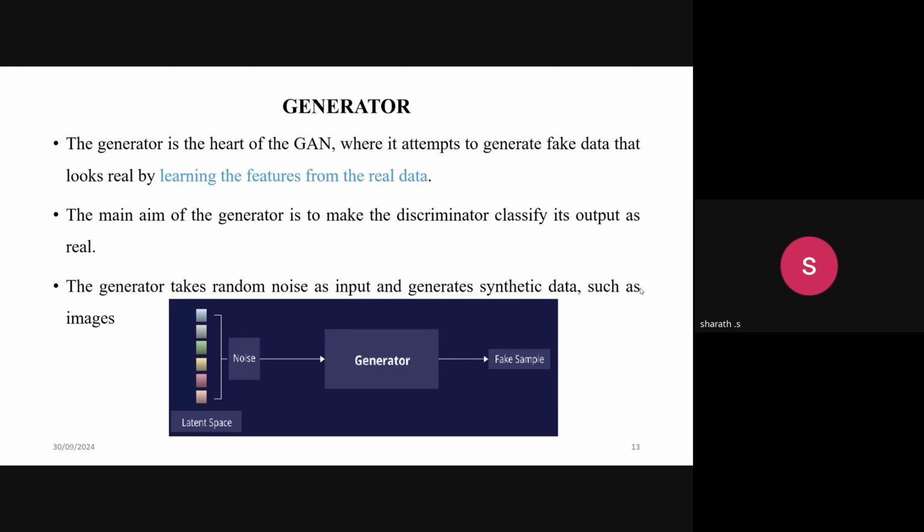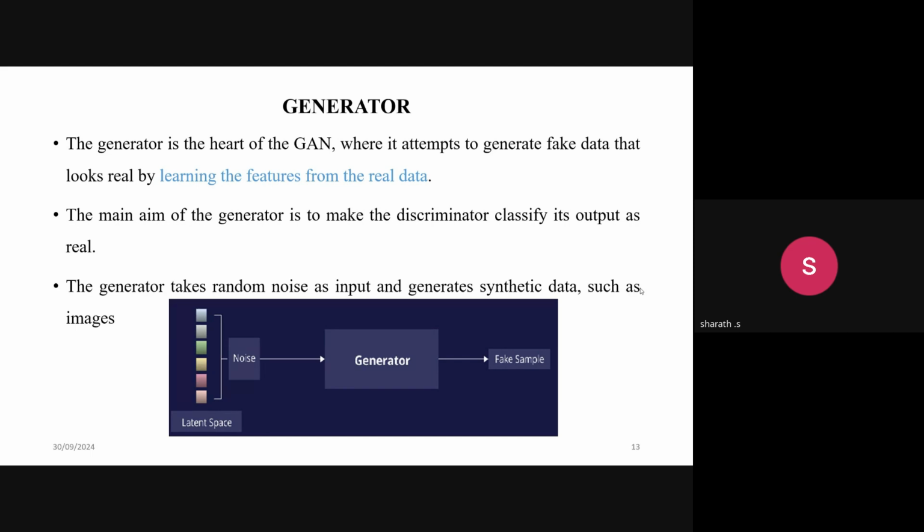So we'll look into what the generator is. The generator is the heart of the GAN, where it attempts to generate fake data. As I'm talking with respect to images, we will assume it is a fake image that looks real by learning the features from the real data. The main aim of the generator is to fool the discriminator. It has to fool the discriminator by generating fake data which looks like real data.